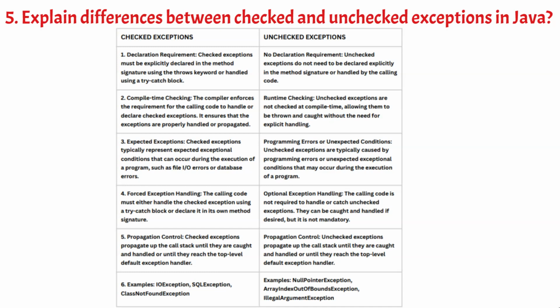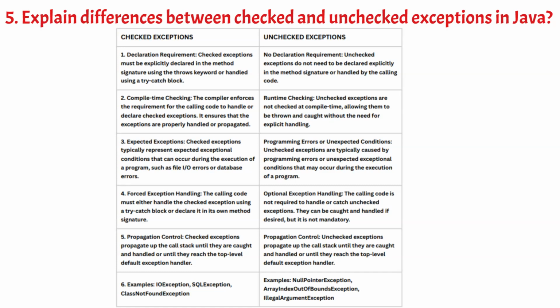3. Expected exceptions. Checked exceptions typically represent expected exceptional conditions that can occur during the execution of a program, such as file I/O errors or database errors. Programming errors or unexpected conditions. Unchecked exceptions are typically caused by programming errors or unexpected exceptional conditions that may occur during the execution of a program.